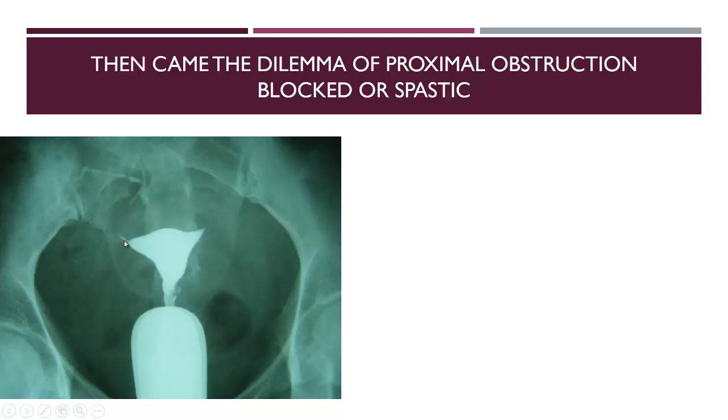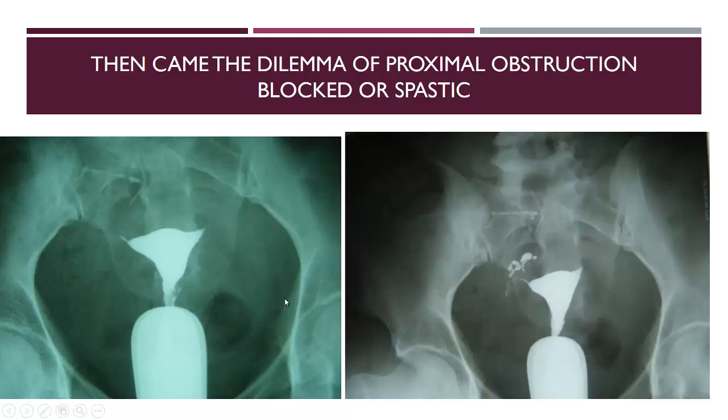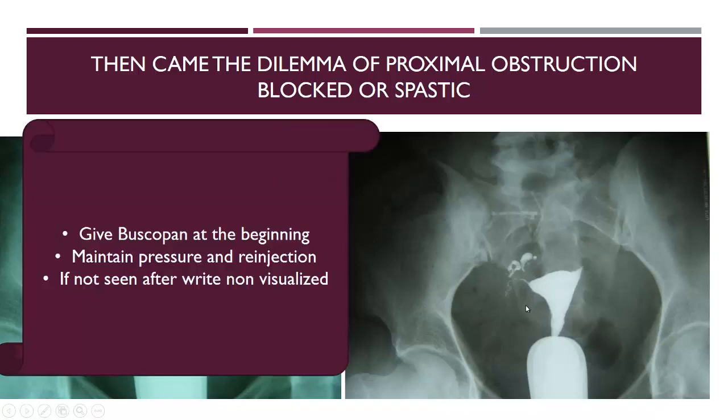Of course, there is a part starting to appear, so I have to apply a little pressure and see. Here, the fallopian tube starts to appear. So give Buscopan at the beginning, maintain pressure, and re-inject. If not seen after that, write not visualized. So this is the tube; it becomes delineated well.